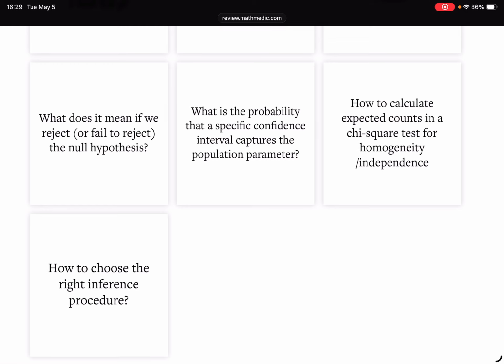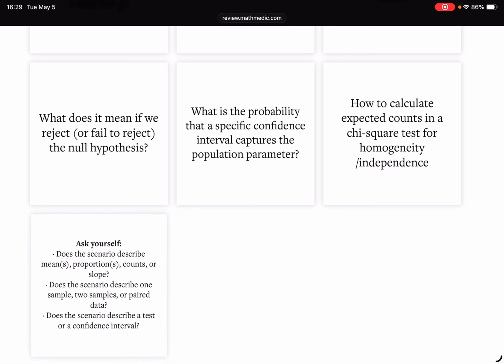And then lastly, how to choose the right inference procedure. We need to ask ourselves the following questions. Is this a mean, proportion, counts, or slope? Then we need to ask ourselves, is it 1, 2, or paired samples? And then, does this scenario describe a test or a confidence interval? So those questions are going to help you determine right away if it is going to be a z-test or a t-test, a z-interval or a t-interval.